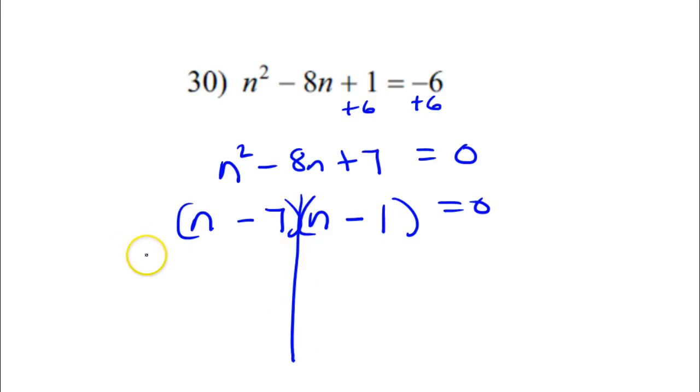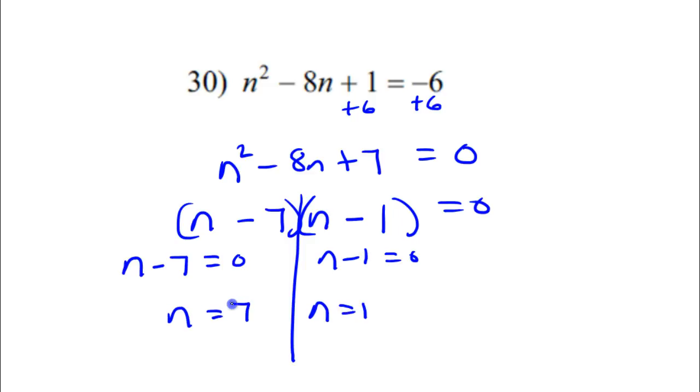Zero product property. I'm going to set these equal to 0. So n minus 7 equals 0. N minus 1 equals 0. That's n equals 7. N equals 1. 2 solutions.